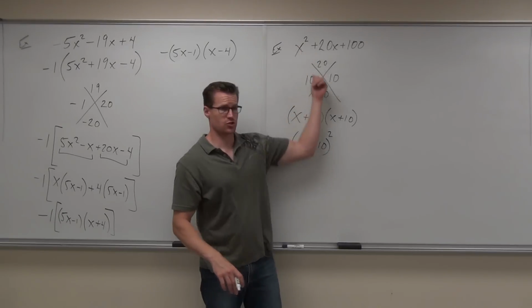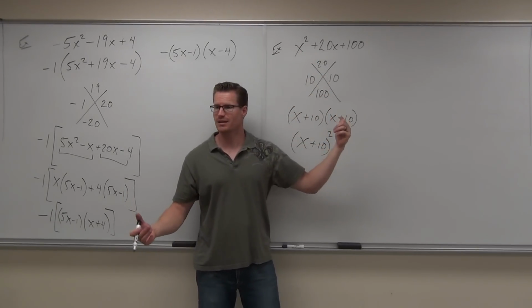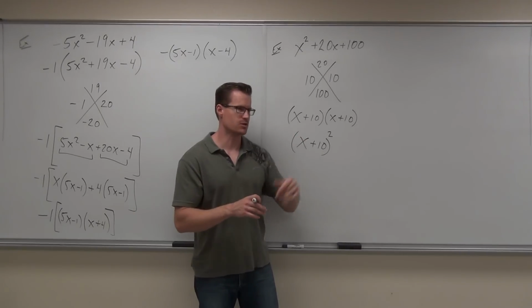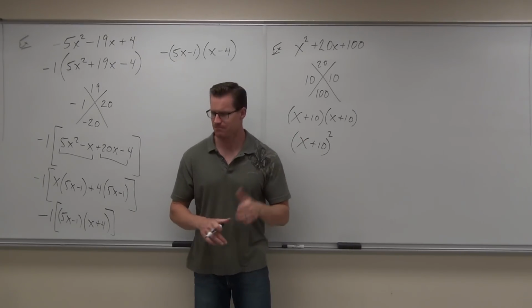Firstly, don't forget there's a shortcut, okay? Because that saves you time. Secondly, whenever you have the same factor twice, just have it as that factor to the second power. So far, so good on that one? Okay.